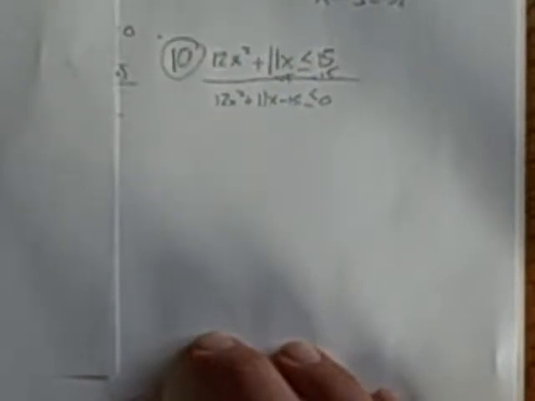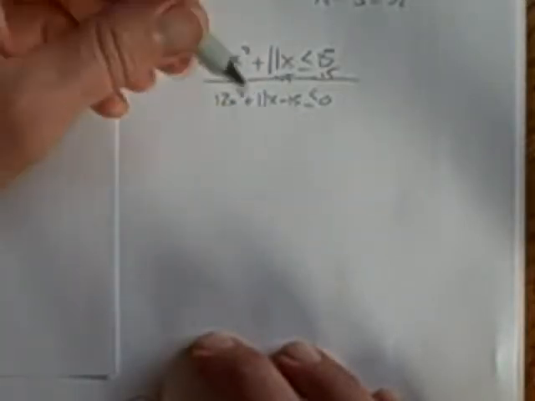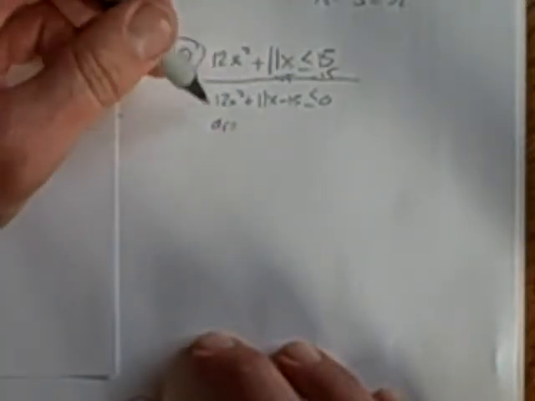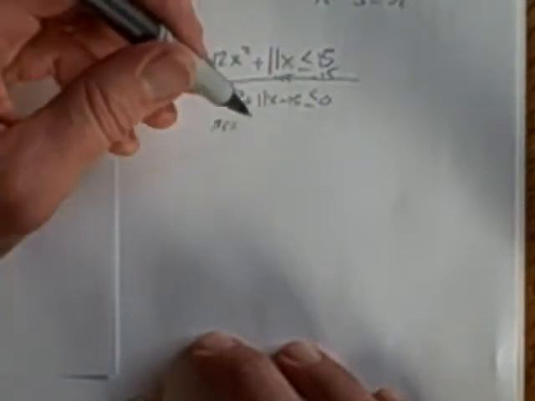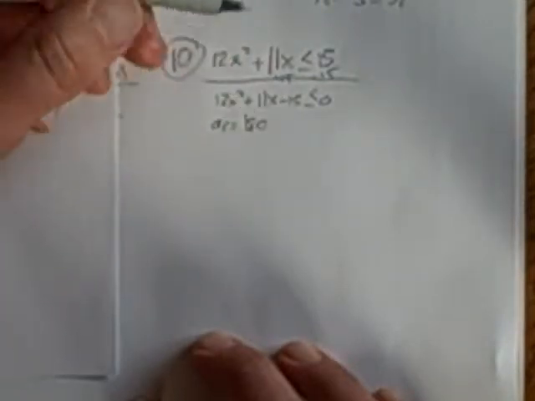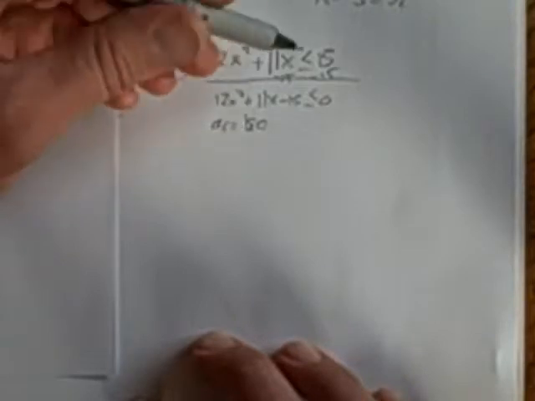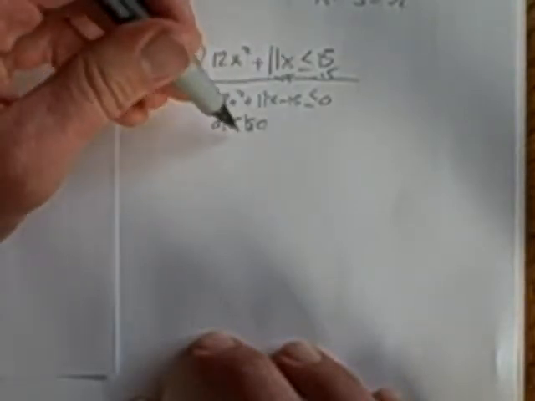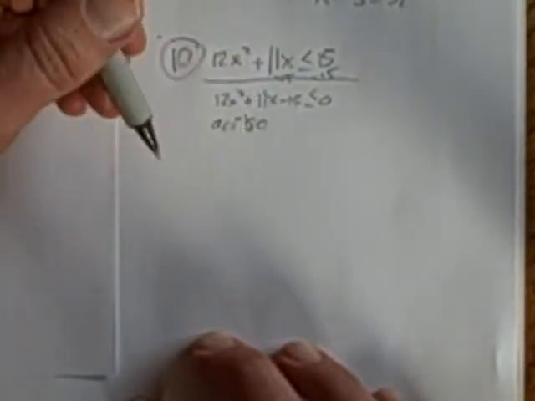So first thing I'm going to do is treat it like it's an equation, and then I'm going to find those border points. So I'm going to factor this. I'm going to use that AC method. 12 times negative 15, that's negative 180. So I'm looking for things that multiply to negative 180 but add to 11.